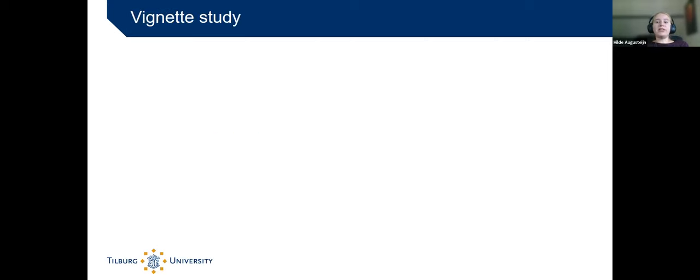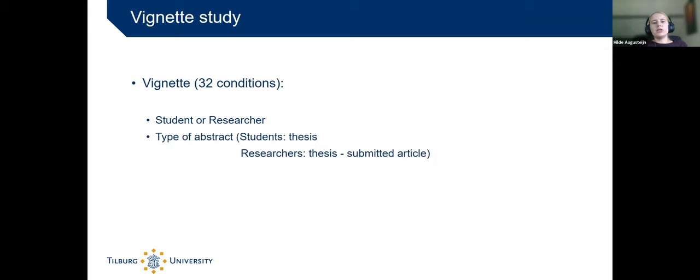So first we had the vignette study part. There we had 32 conditions. Participants were either a student or a researcher, and they were all asked to read an abstract of a scientific manuscript. For students, they were told that this was the abstract of a thesis. For researchers, there were two conditions. It was either a thesis or a submitted article.